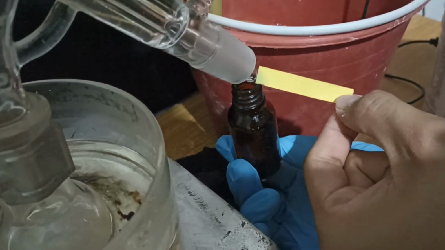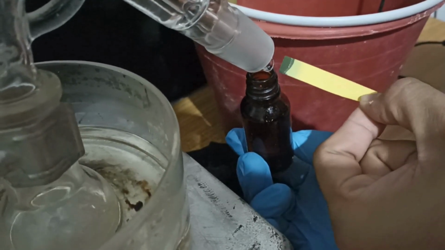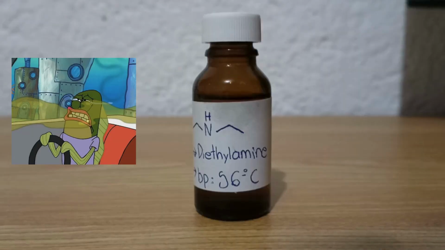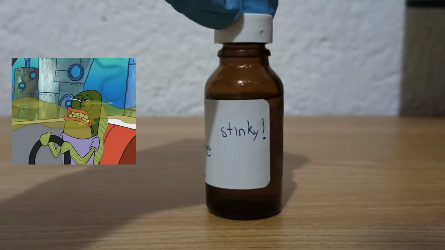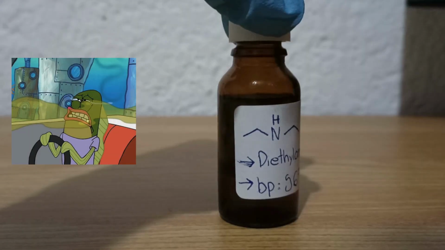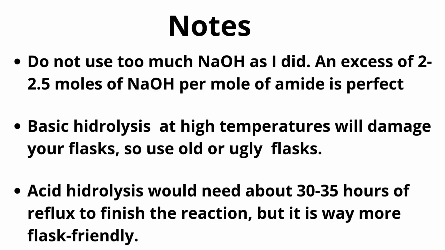As you can see, alkaline vapor came out from the flask. At the end, I got 19.5 milliliters of diethylamine, corresponding to a 50% yield, which I'm not proud of. But considering the mistakes and moving the reaction between several flasks, I think it could have been worse.